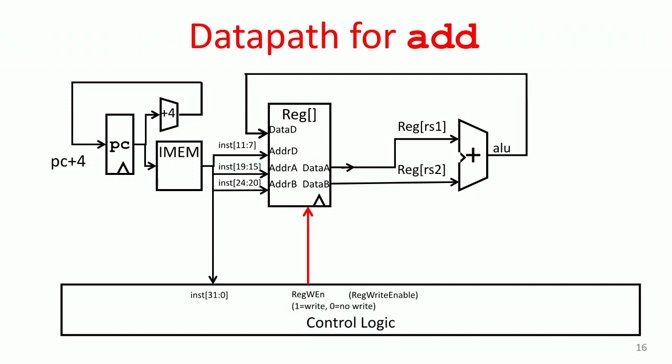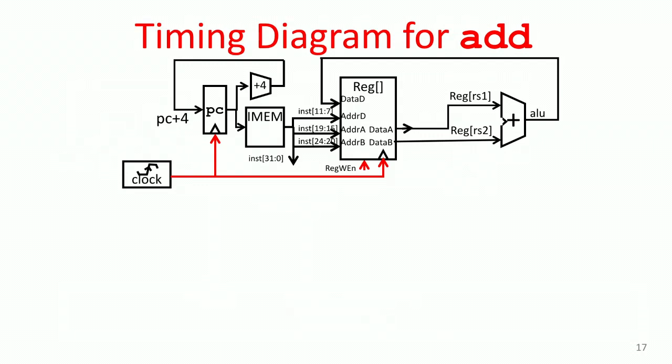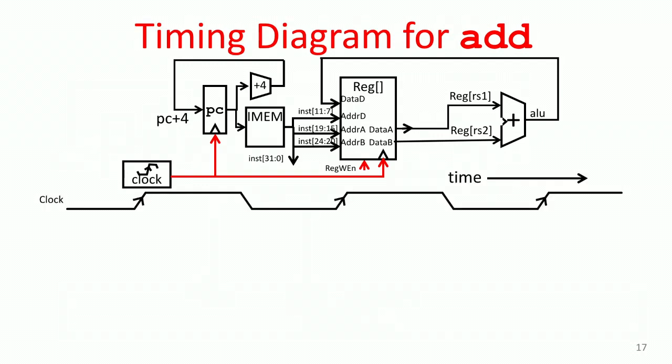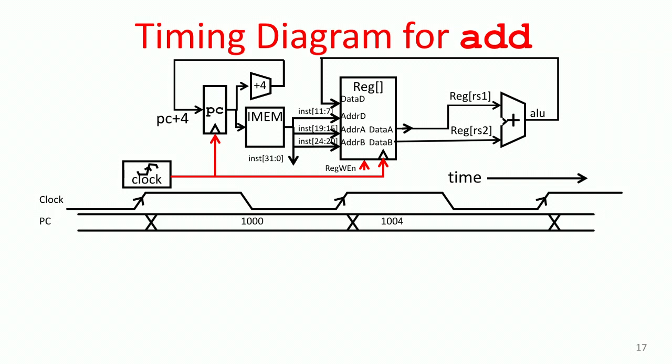OK, everybody got it so far? So then we're just going to repeat this for different instructions. I'll just show you the timing diagram then. Think about this. Here's a rising edge of the clock. We will see the program counter change a little bit after that. Let's say it changes to 1,000, for instance. On the next clock cycle, it would change to 1,004. Here it would be 1,008.